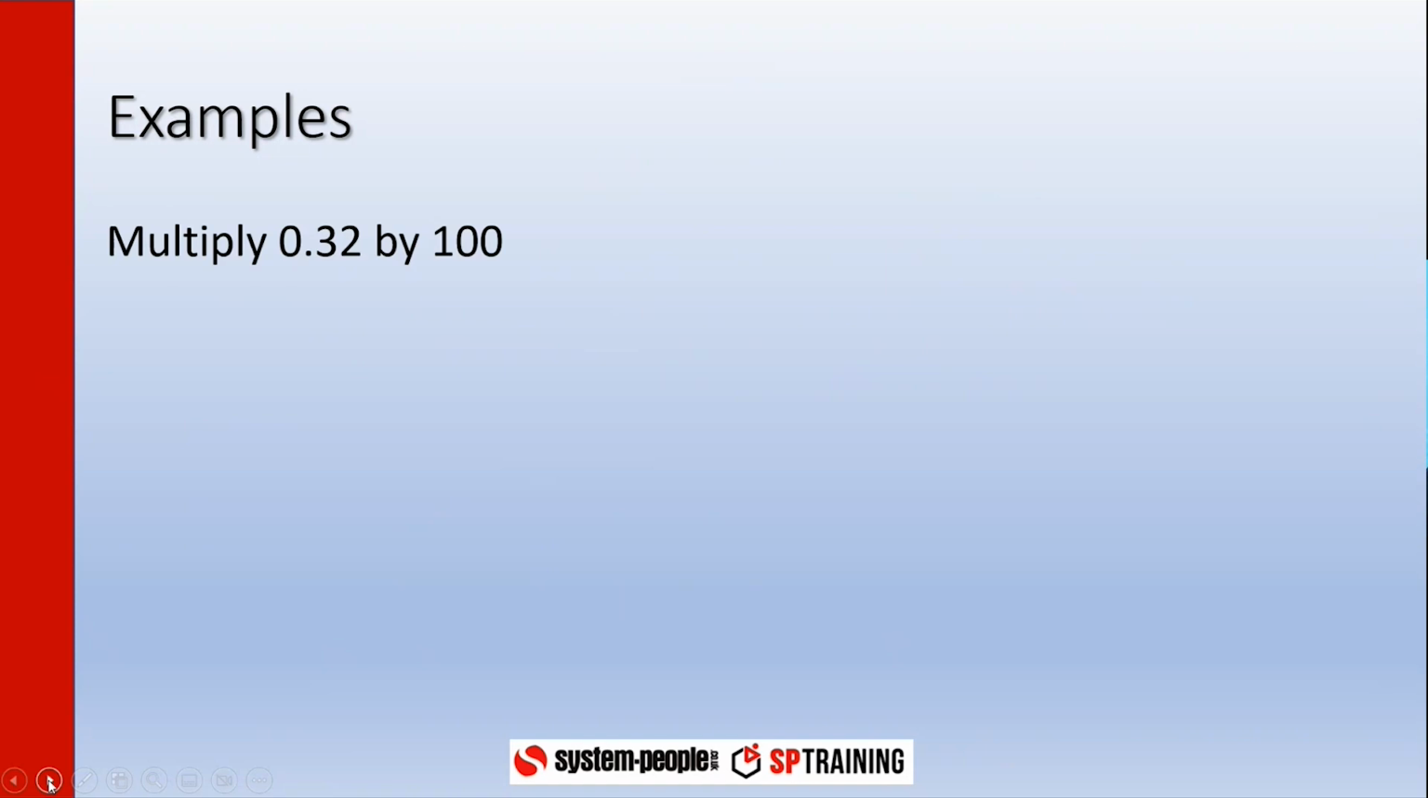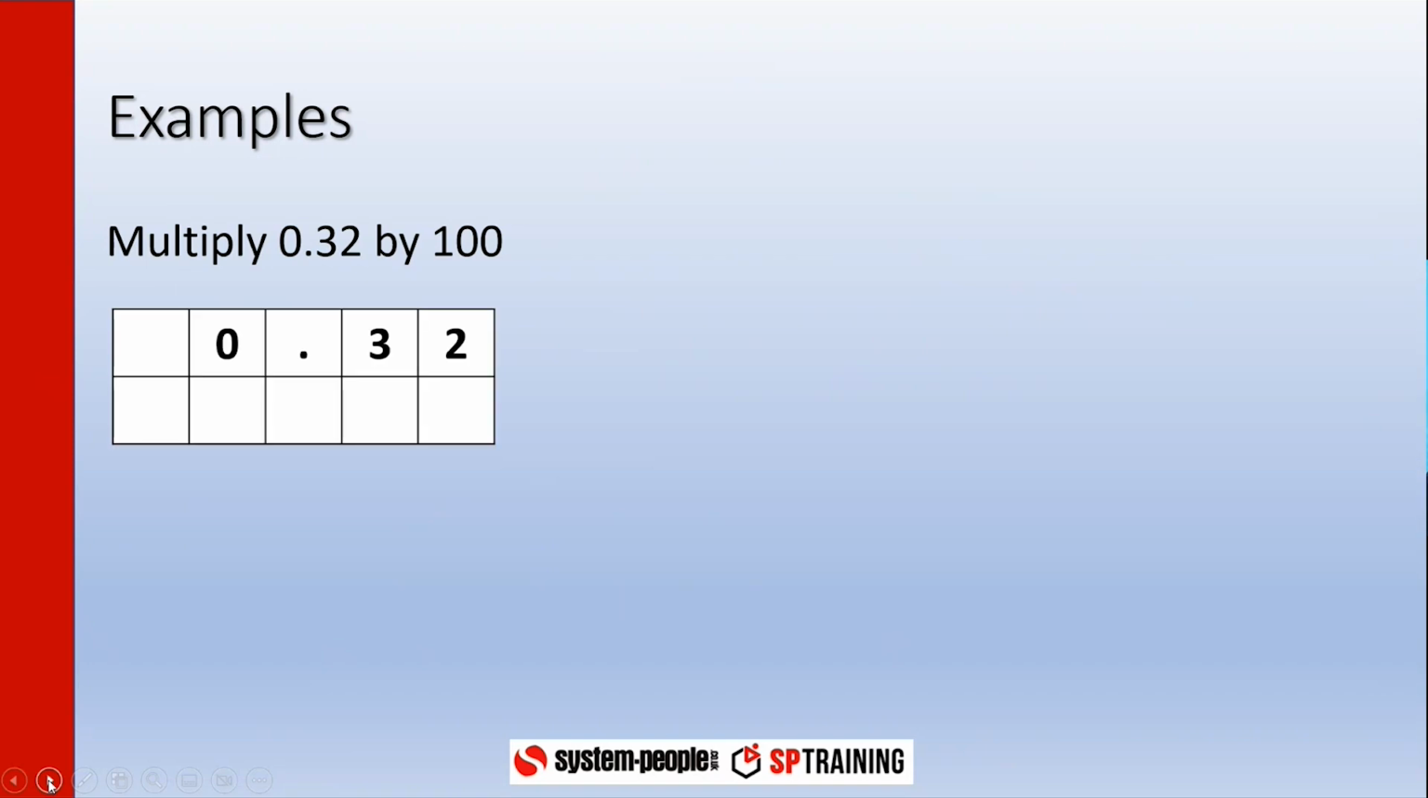Let's have an example. We have to multiply 0.32 by 100. Right, and I'll just put a grid here so that will help us understand it a bit better. You see, what I said was if you're multiplying by 100, you've now got to move 2 places to the left. So there's my decimal point, it's staying put. And then my 3 will move from the tenths. It will move 2 places into the units and into the tens. So my 3 tenths move 2 places to the left.